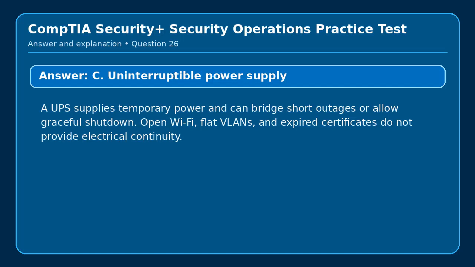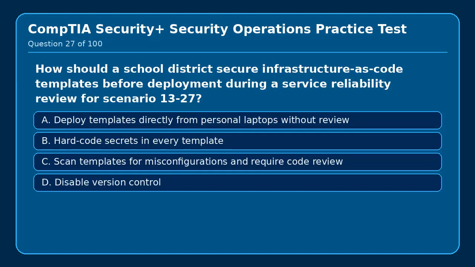The answer is C. Scan templates for misconfigurations and require code review. Scanning and review catch insecure settings before they become live infrastructure. Unreviewed deployments, hard-coded secrets, and no version control increase cloud risk.